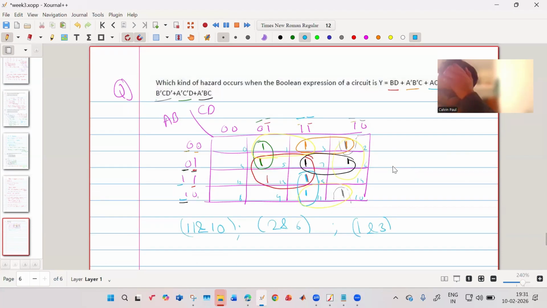So 11 and 10, if you want to add 11 and 10, that is actually equal to your A, B bar, and C. And 2 and 6 is actually your A bar, C, D bar. And 1 and 3 actually is your A bar, B bar, D. Okay. So if these things are added, then you can be sure that the static 1 hazard will not occur in this circuit. Right. So let's proceed further.